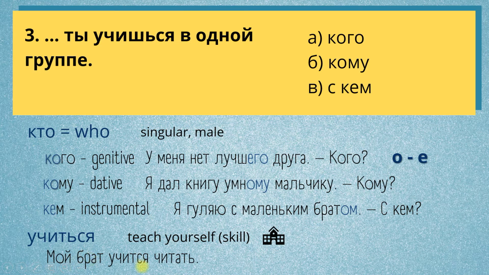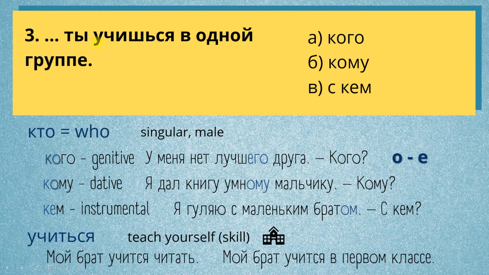Мой брат учится читать. Yeah, he is just gaining this skill. He is trying, he is making some mistakes, but it's all about his own experience. Мой брат учится в первом классе. Now it's a place, and yes, he goes to this first grade, and he teaches himself by going there, and then the teacher gives him some knowledge.